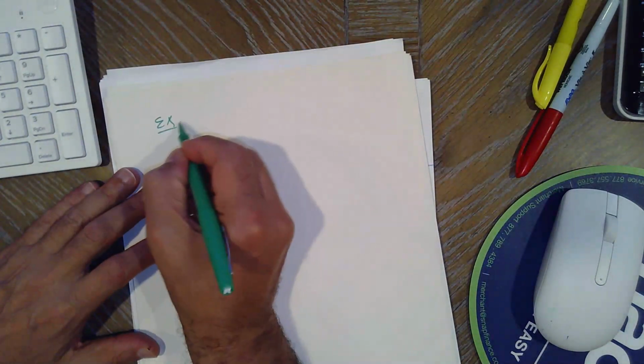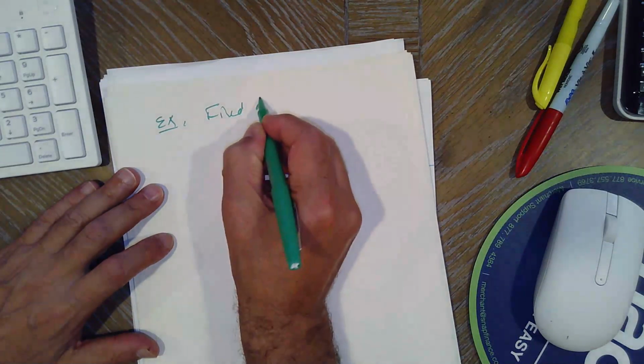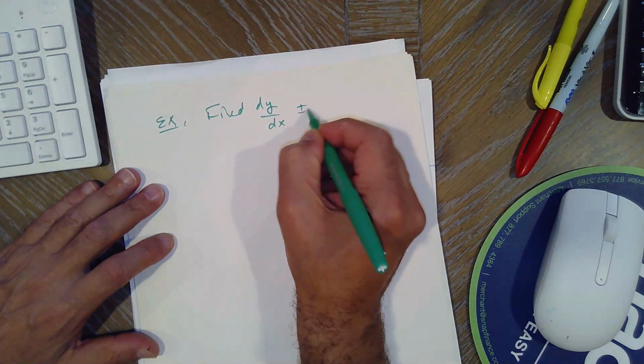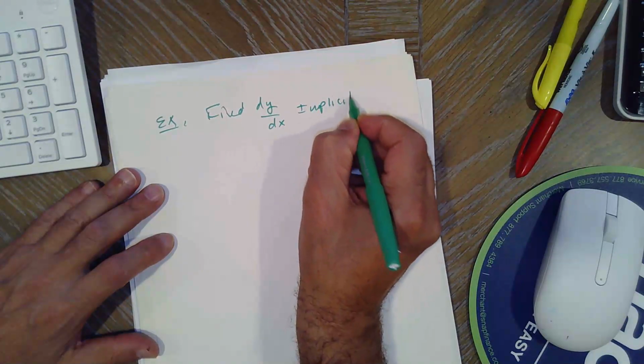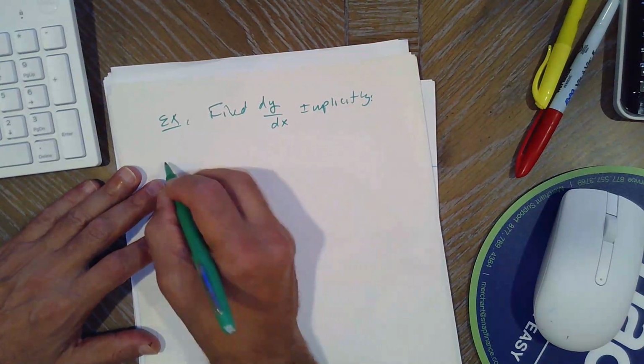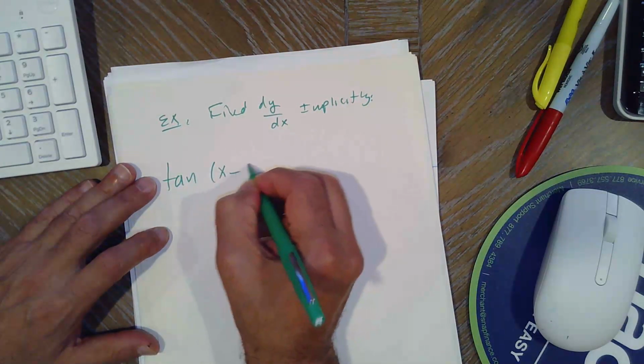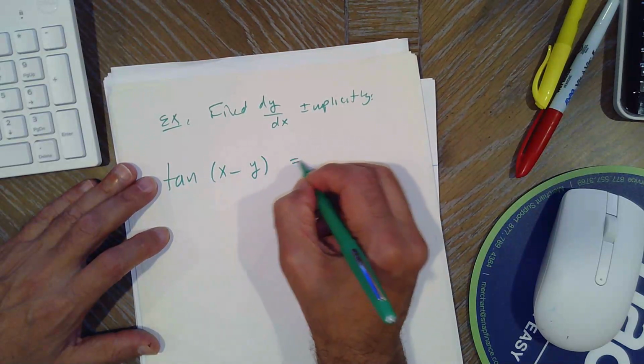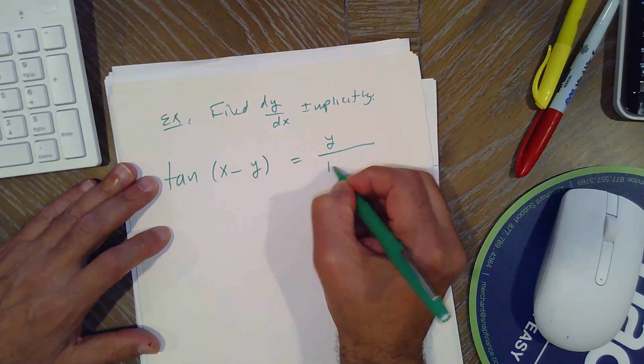Okay. Few more examples just to practice. Again, find dy by dx, implicit. Tangent of x minus y equals y over 1 plus x squared.